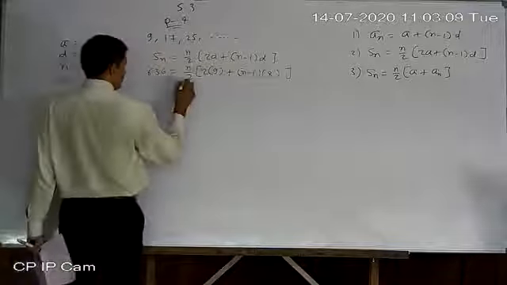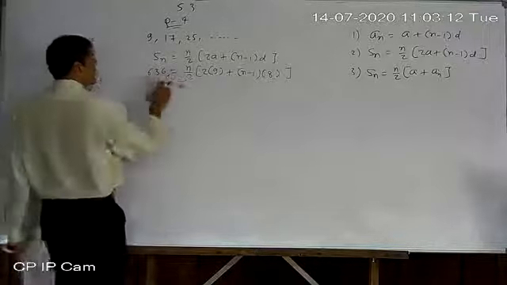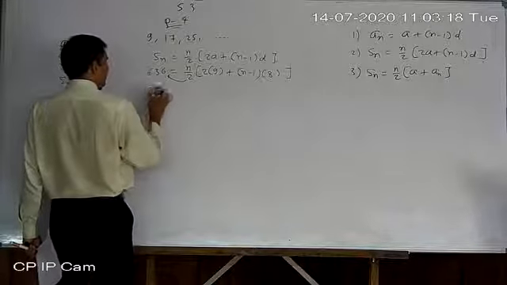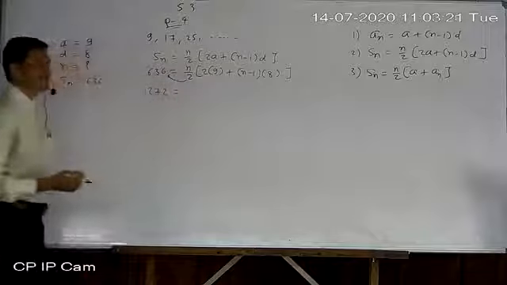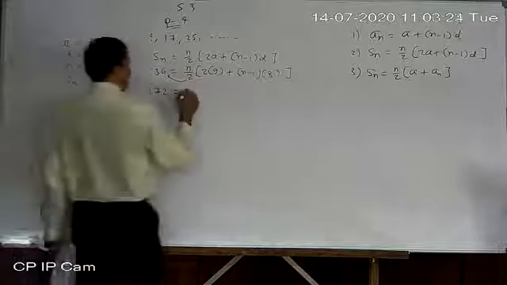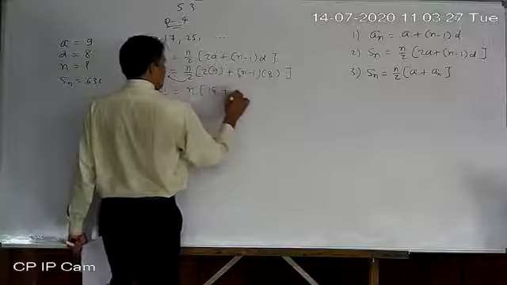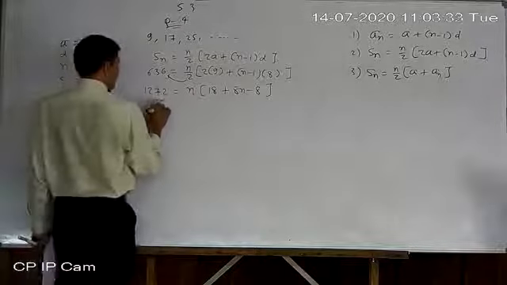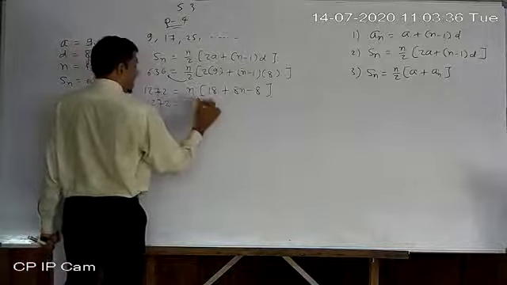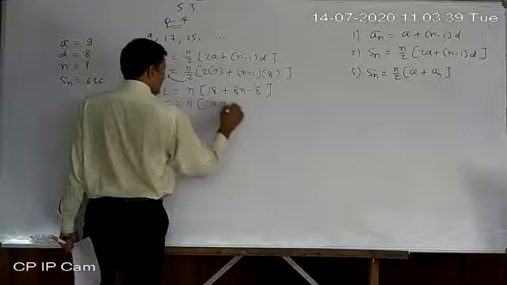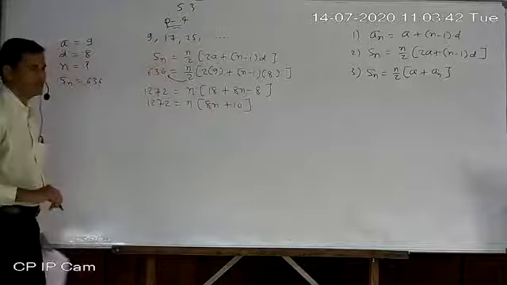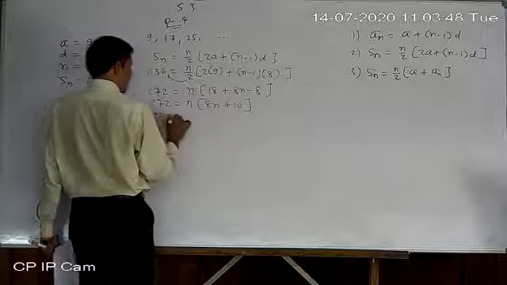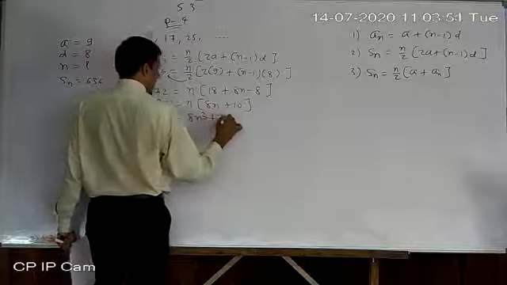Now how to simplify? First of all, set this 2 towards the left side, so it will be multiplied by 2. So 636 into 2 is 1272. It is multiplied to 636. Now whatever is left here: 18 plus (n − 1) into 8, which gives 10 plus 8n. Okay, now just open that: 1272 = 8n square plus 10n.